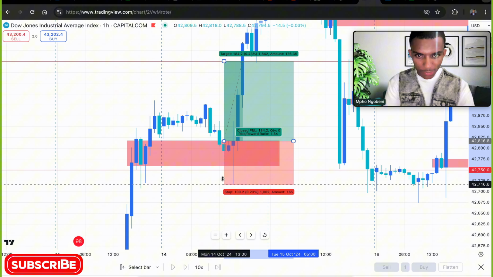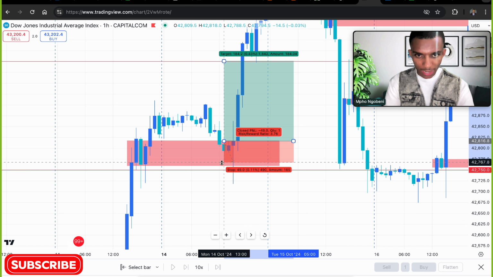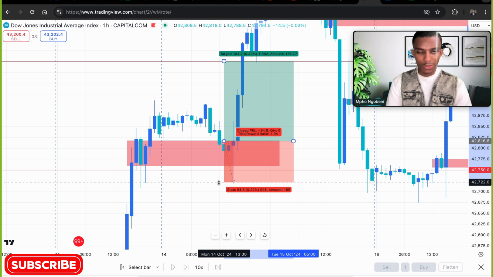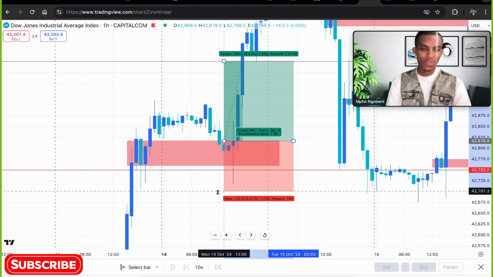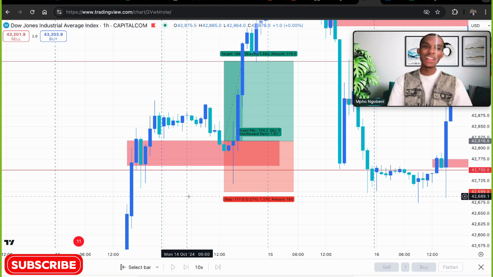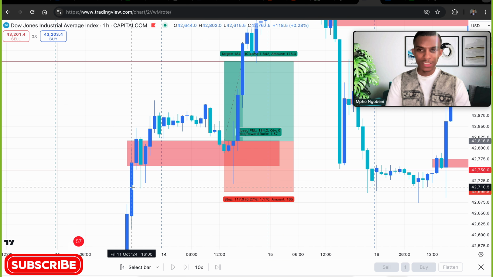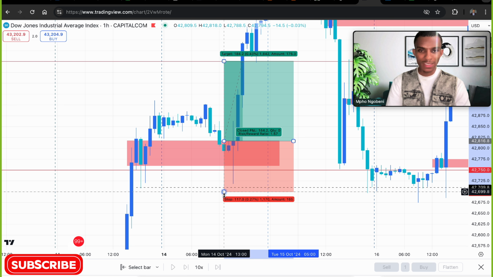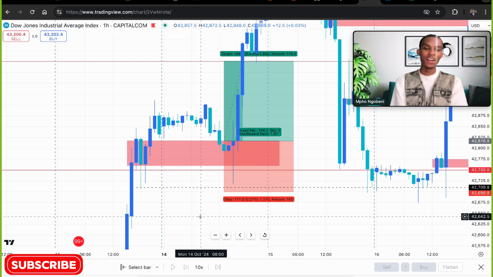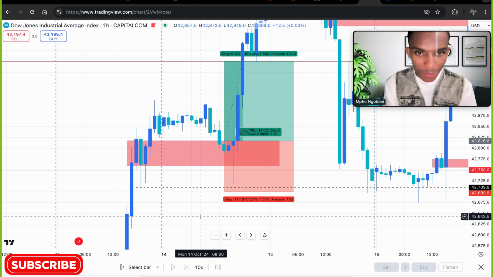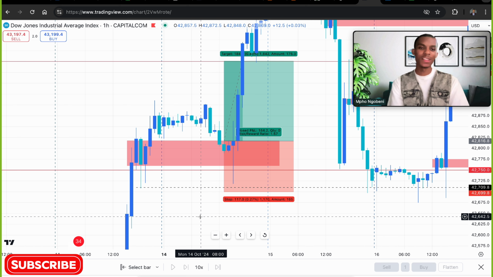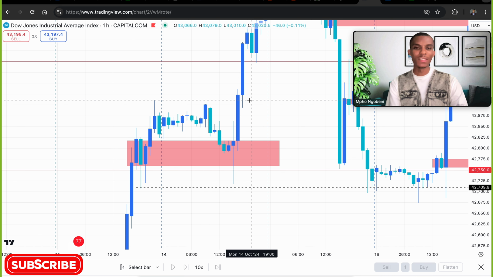Risk 40 pips. Here the SL was hit hard. Oh yeah, because even if we try to give it room, the low was there. So putting it just below the low, this was a risky trade. I won't encourage you to take this one. Risking 117 pips to get 184 pips, that's not even one to two. I don't take these trades. I missed this one.